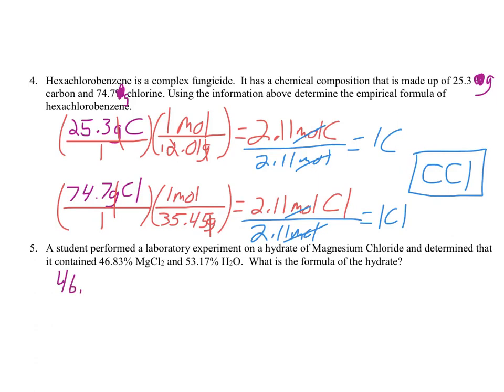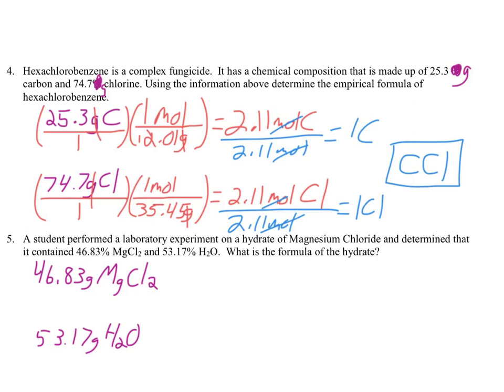Number 5 here, a student's performing a laboratory experiment of magnesium chloride. I'm taking that 46.83%, changing it to grams for the MgCl2. The 53.17% of water goes to 53.17 grams of water. And this is a lot like the last question. I need to convert these grams into moles.